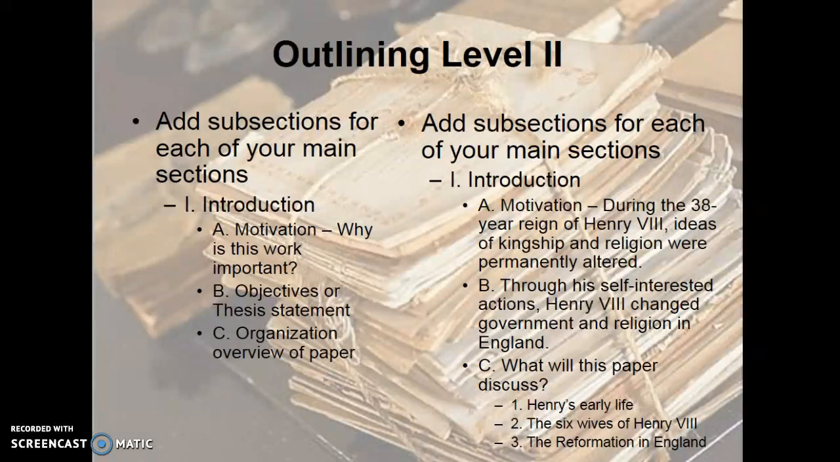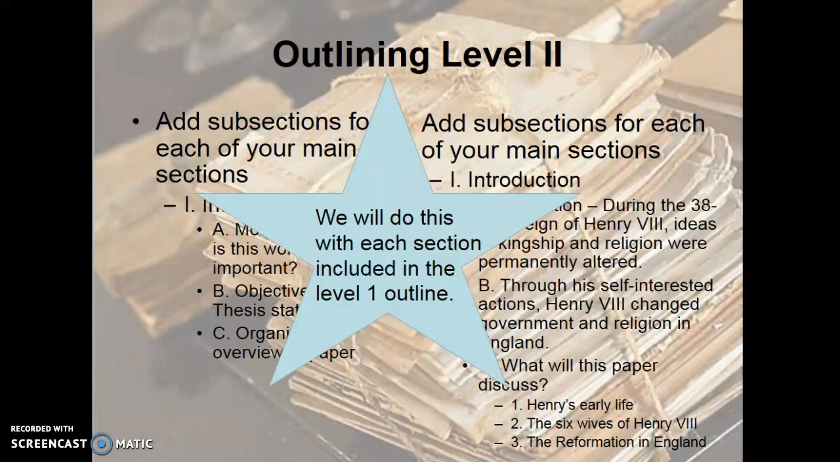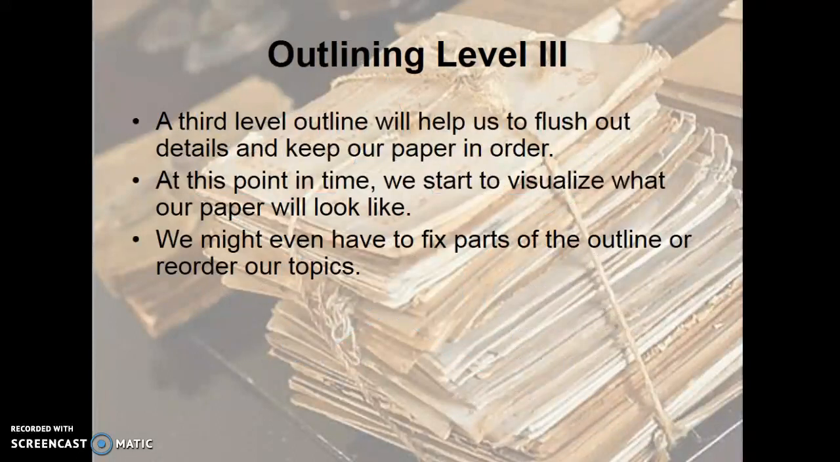Then C, the organization or overview of the paper. What will this paper discuss? We're going back to those three main topics we had in the beginning. We're going to talk about his early life, the 6 wives of Henry VIII, and the Reformation in England. So we do this with each section that we had in the level 1 outline.